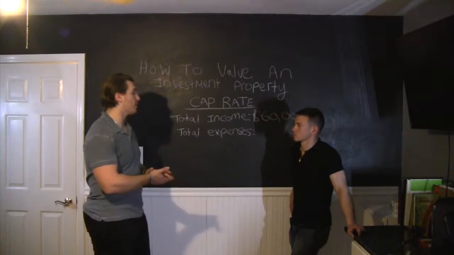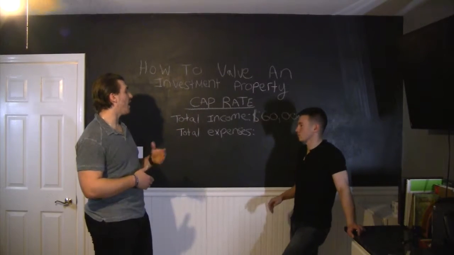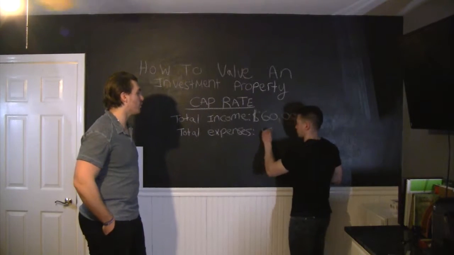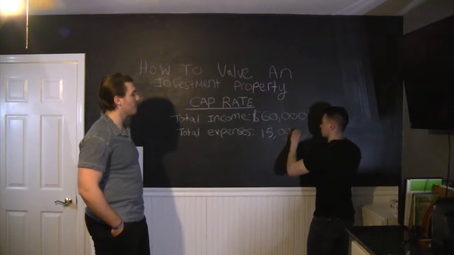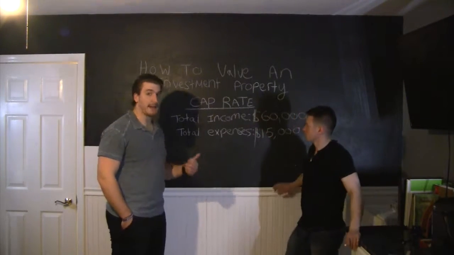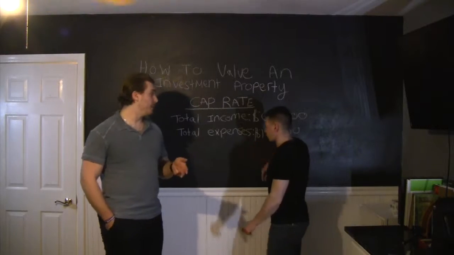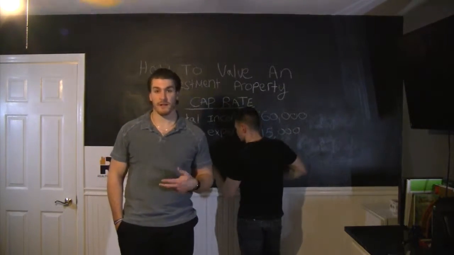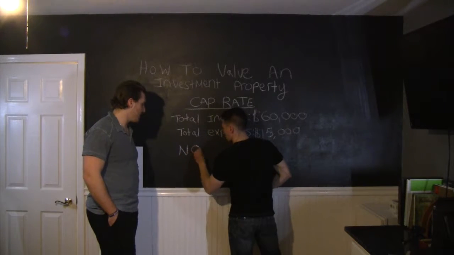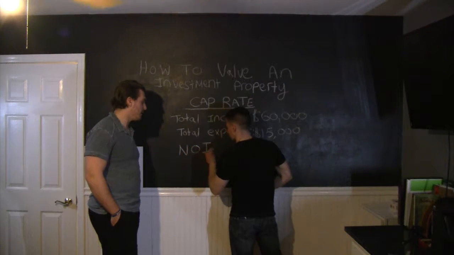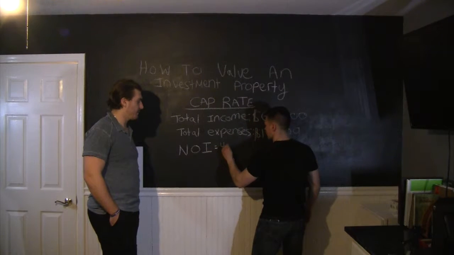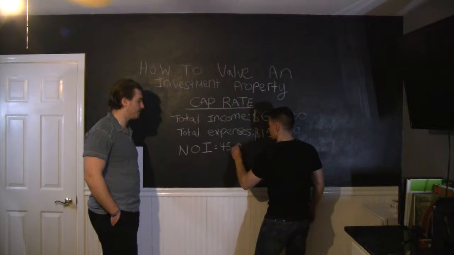So let's say your total expenses are $15,000 for the sake of even numbers. So $15,000 is your total expenses. So your NOI, your net operating income, will be $45,000. That's a simple calculation. Net operating income, NOI, is going to be $45,000.